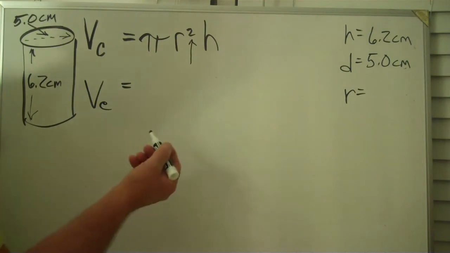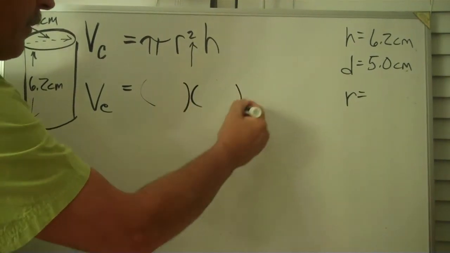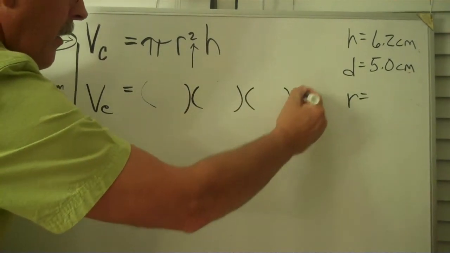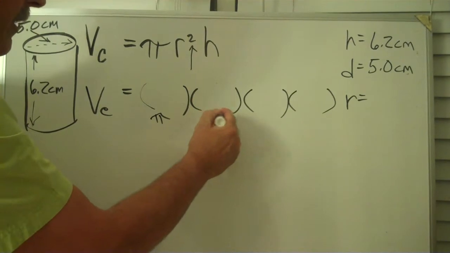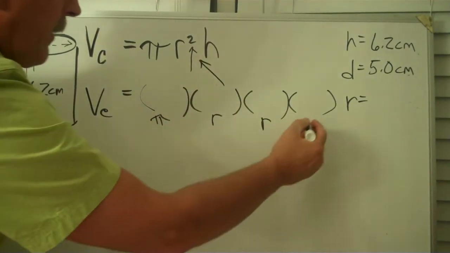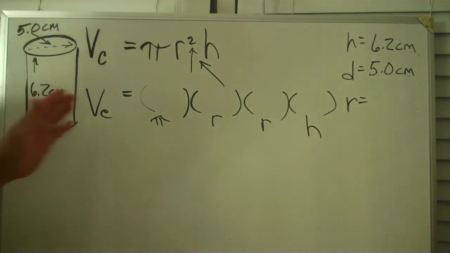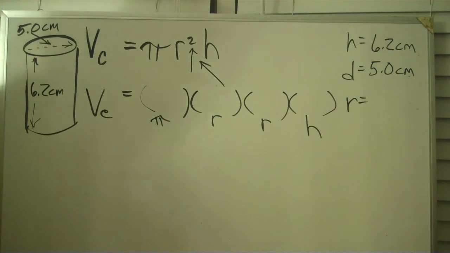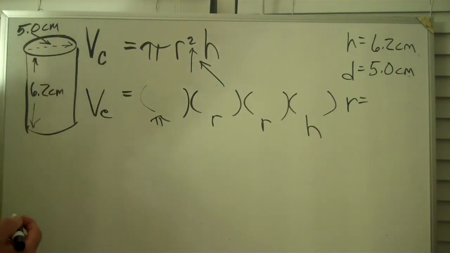Okay, so welcome back, and I have 4 parentheses. This one's going to be for pi, this one's going to be for radius, this is going to be for the second radius, and this one's going to be for the height. And now, since we have the framework, we'll put the values, the measurements that we took from the actual cylinder, into the framework.